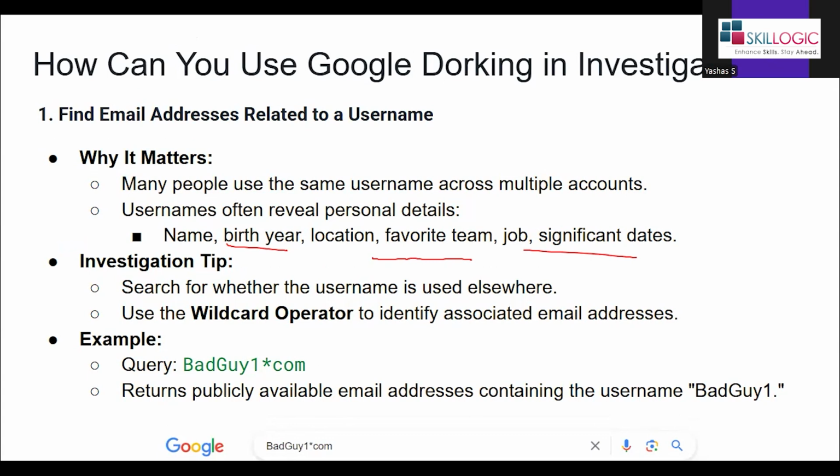For example, let's say you are looking for a person called bad guy one. This might return other instances where the username shows up online. But there is a wildcard I'm using, the wildcard operator star, and here we can see that if email IDs are publicly available online that use this username as a unique identifier, we can return that.